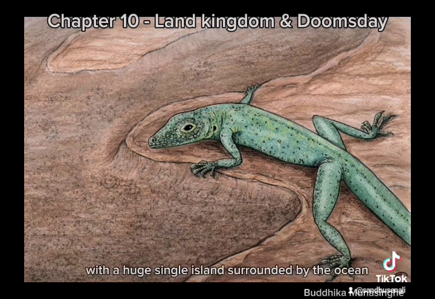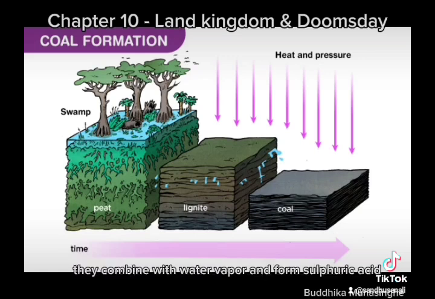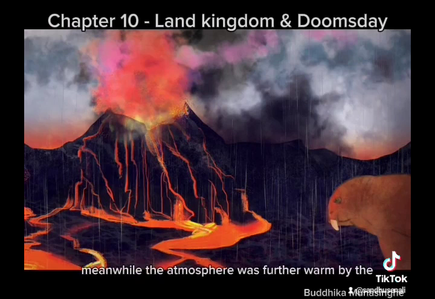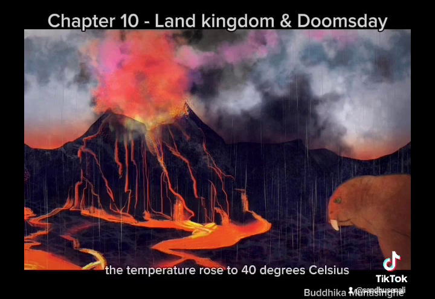On Earth, with a huge single island surrounded by the ocean, volcanic eruptions started again and a compound called sulfur dioxide was added to the atmosphere. In the upper sky, it combined with water vapor and formed sulfuric acid and started to fall as rain. Heat, smoke and dust filled the atmosphere. Meanwhile, the atmosphere was further warmed by the evaporation of methane that had been released from the seabed. The temperature rose to 40 degrees Celsius, killing 95% of ocean life.